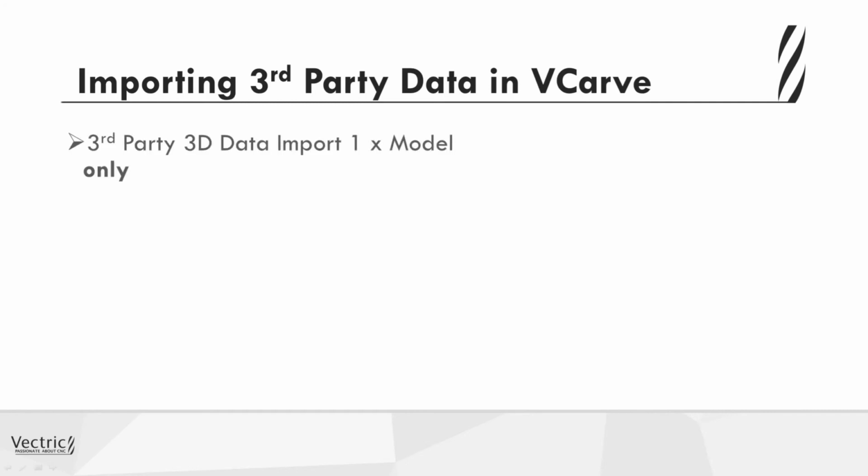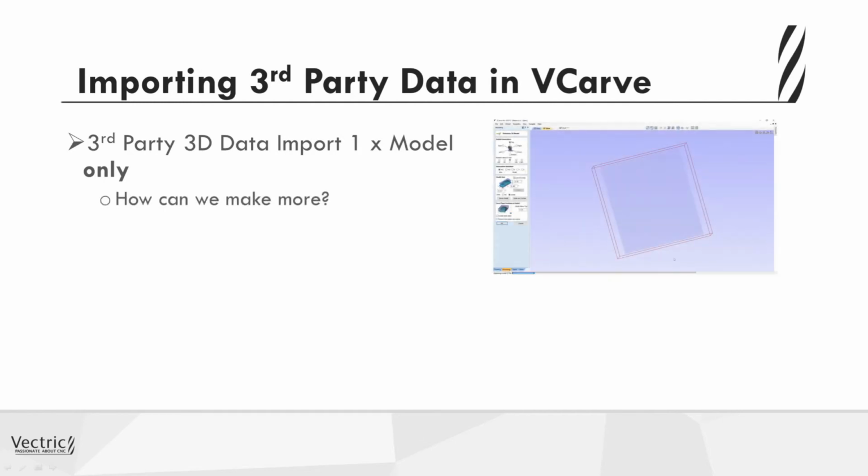We're going to start by looking at importing third-party data into VCarve. We know that we're limited to one file import per session here. So we're going to demonstrate how we can bring in a simple bell model, and then look at how we can create multiples of the single model for production. We're also going to take that same model and look at how we can create an inverted model in VCarve and the tools to do that.